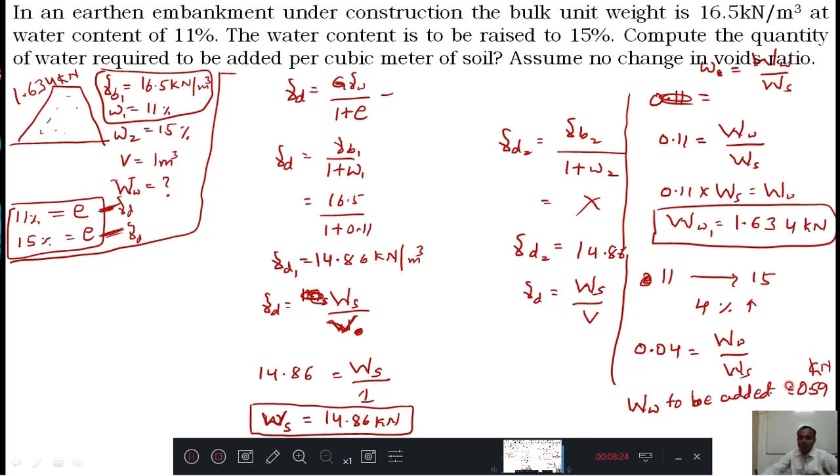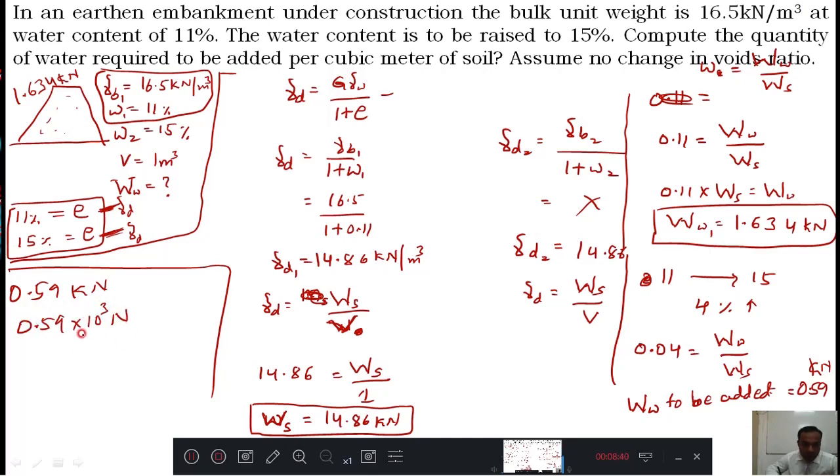Over. The problem is solved. To understand this problem, the answer is 0.59 kilonewton. Further it is not required for the exam. Then 0.59 into 10 raised to 3 Newton. Then I want to make it into kg. Newton to kg means divided by 9.81. 0.59 into 10 raised to 3 divided by 9.81. Then I need to add 60.1 kg of water per meter cube.